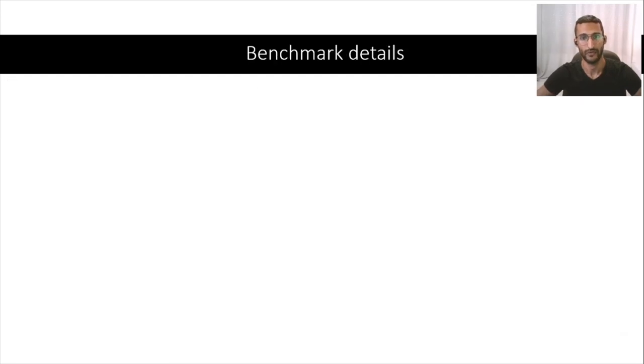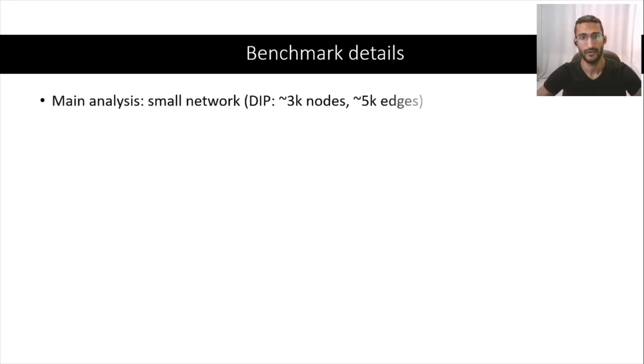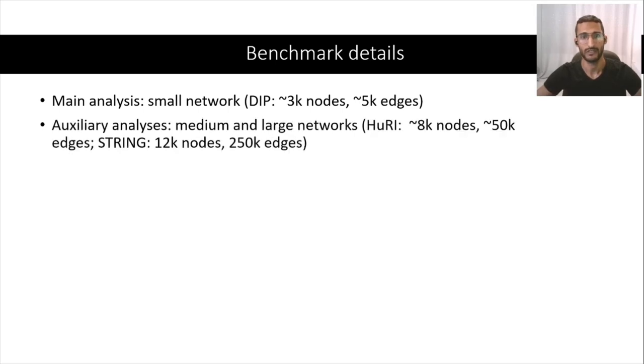As we mentioned before, EMP is a computationally heavy procedure. Therefore, in order to conduct a systematic benchmark in a reasonable time, we use the DIP network, which is a small, high-quality global network. We also perform auxiliary benchmarks on larger networks, HuRI and STRING.